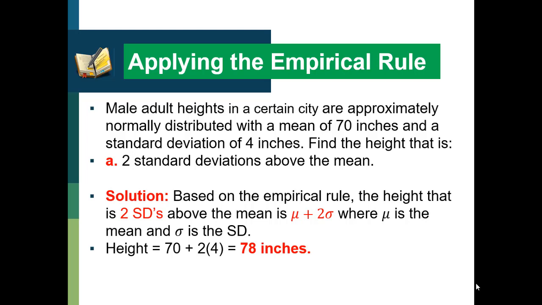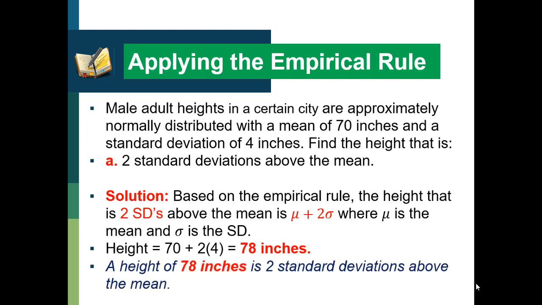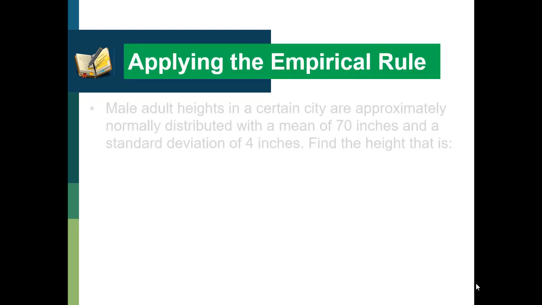Now, since we're looking for the height that is 2 standard deviations above the mean, that height is equal to 70, which is the mean, plus 2 times 4, because our standard deviation is 4. Then that will become 78 inches. Hence, a height of 78 inches is 2 standard deviations above the mean. Do you understand how to solve it using the empirical rule? Alright, let's answer letter B.